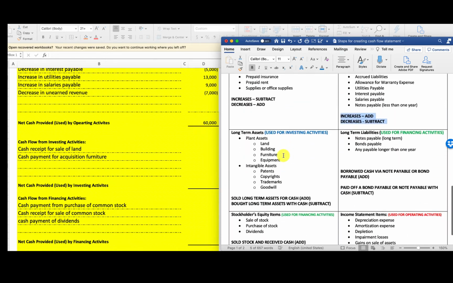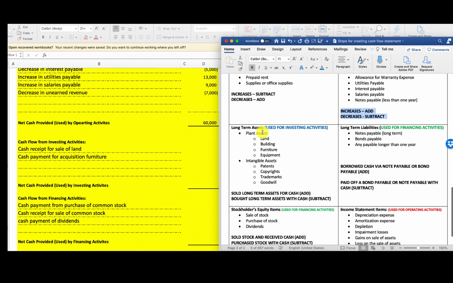And if you come down to the summary here with long-term assets, you're going to have the list of long-term assets. And then if you sold any of these items for cash, you add. If you bought long-term assets or bought any of these items with cash, you subtract. That's it. Because spending cash means you decreased cash, and so it's going to show up as a minus on the cash flow statement. Selling something and receiving cash means cash increase, so it's going to show up as a positive on the cash flow statement.